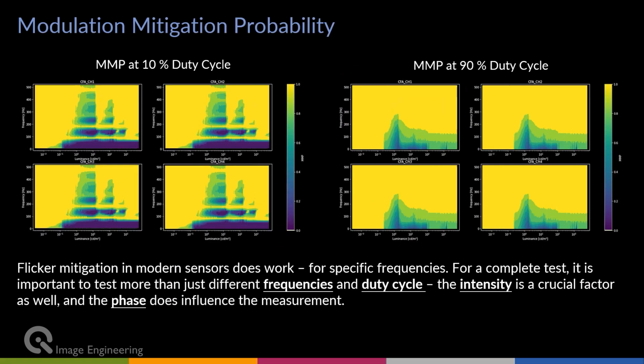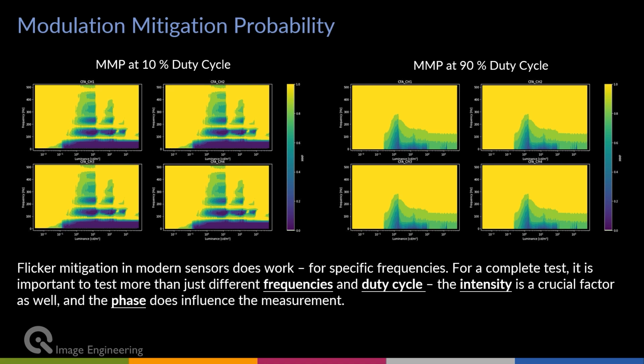Now here is an example. On the left is the MMP for 10% duty cycle, on the right it is for 90% duty cycle. What is interesting to see on the left, for the different color channels of the sensor, is that the flicker depends on the intensity. Depending on the intensity, you have flicker or you do not have certain flicker artifacts.